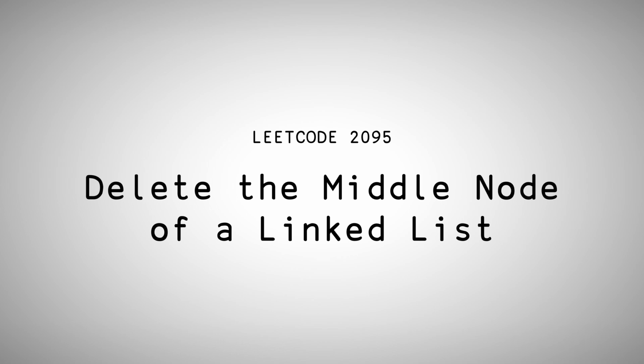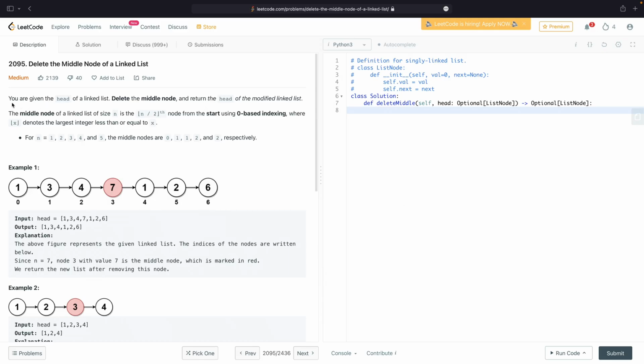Today we are doing the delete the middle node of a linked list problem. You are given the head of a linked list. Delete the middle node and return the head of the modified linked list. The middle node of a linked list of size n is the floor of n divided by 2 node from the start using zero-based indexing, where floor denotes the largest integer less than or equal to x.